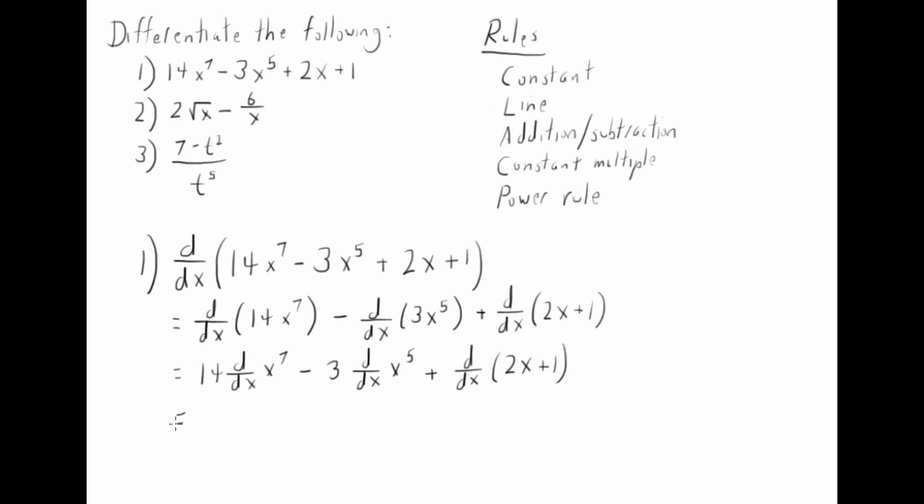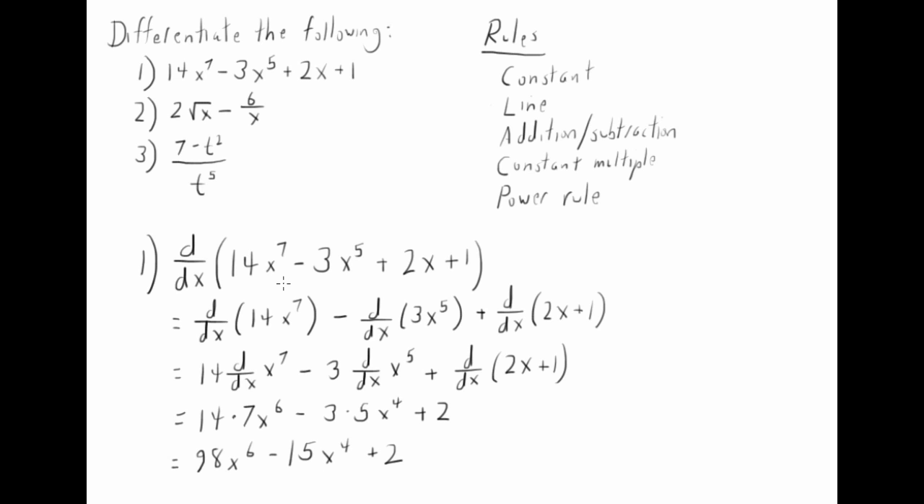All right, here we go. We can now use the power rule. So we have 14 times the derivative of x to the 7th. We bring that exponent down, 7x to the 6, and it's 6 because we're subtracting 1 from 7, minus 3 times 5x to the 4th. The derivative of x to the 5th is 5 times x to the 4th. Again, that's the power rule. Plus the derivative of a linear function. Well, the derivative gives you the slope, and our slope here is 2, so that's 2. So simplifying this just a little bit, 14 times 7 I think is 98. 98x to the 6th minus 15x to the 4th plus 2.